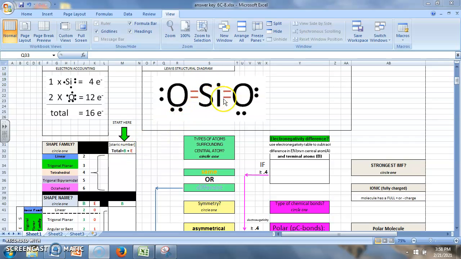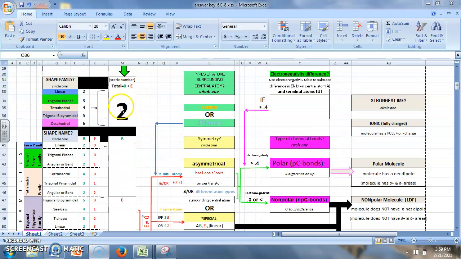So looking at silicon, our central atom, we have 2 bonded atoms. And then around the silicon, there are no lone pairs. The oxygens have lone pairs around those, but it doesn't influence the shape of this molecule with respect to the silicon. So that's 2 things, 2 bonded atoms and no lone pairs. So now that we know that the total things surrounding the central atom is 2, we can see that this molecule is going to be linear.